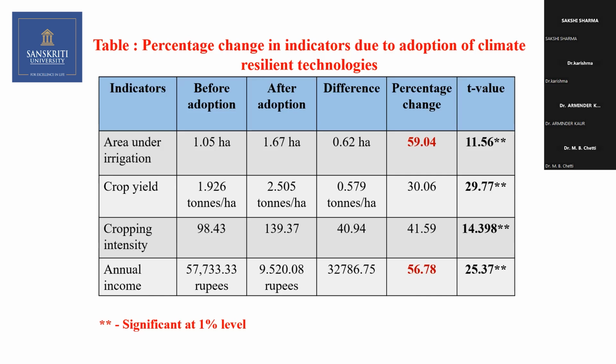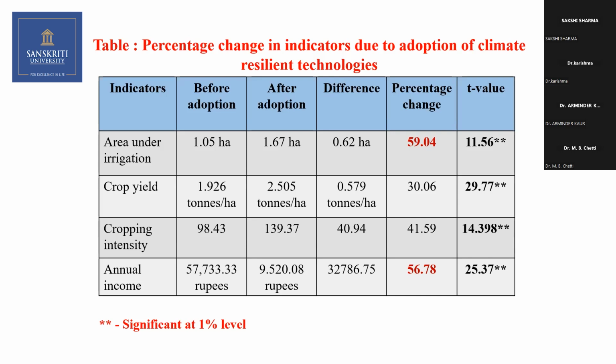Then the cropping intensity. You know what is cropping intensity, maybe because you are not from agriculture. Maybe there is one discipline. Cropping intensity is the crops grown. For example, you have 1 acre of land. Suppose you are growing in Kharif, again in the Rabi, if you are growing, that becomes 2 crops you are growing. Then even in summer. So the intensity of crops grown in the same land is known as cropping intensity.